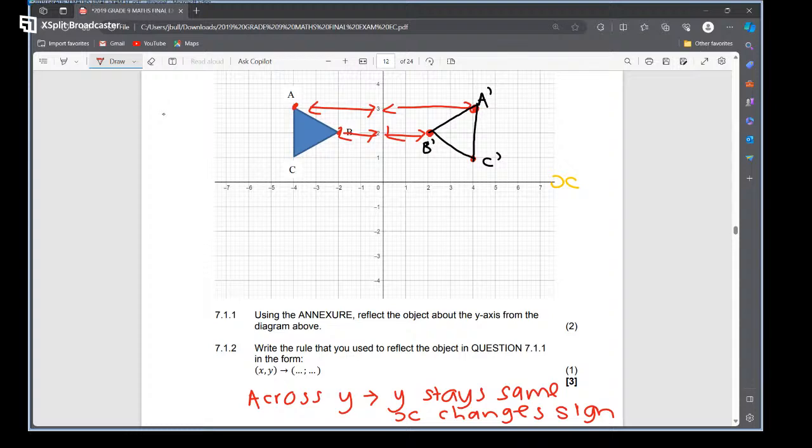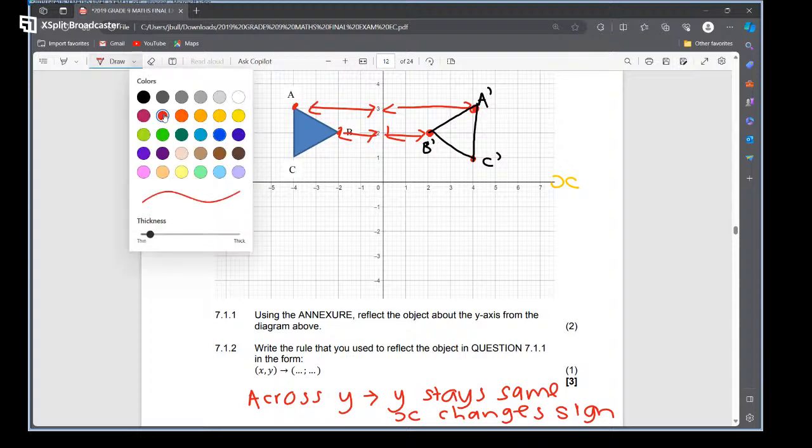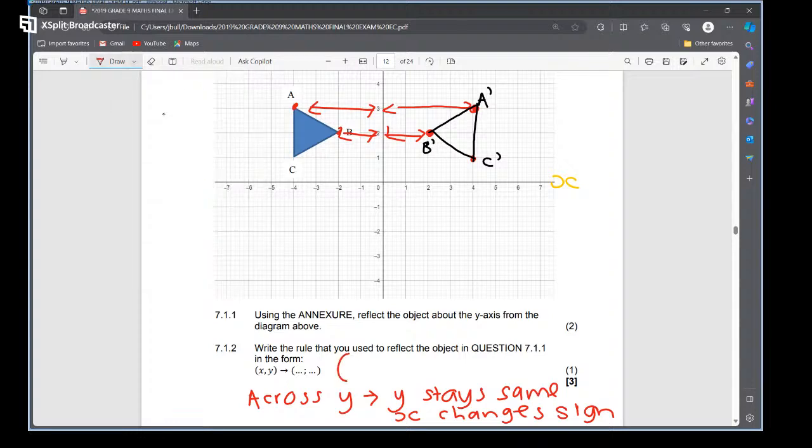So here, let's get a different color. Our x stays the same. No, sorry, our x doesn't stay the same. Our y stays the same, but our x becomes negative x. So whatever we had, we flip it over, which feels funny because we had -4, but if we times that by negative, that's why it becomes +4. All of our x values here change signs, so that's why we put that negative in to change the sign.